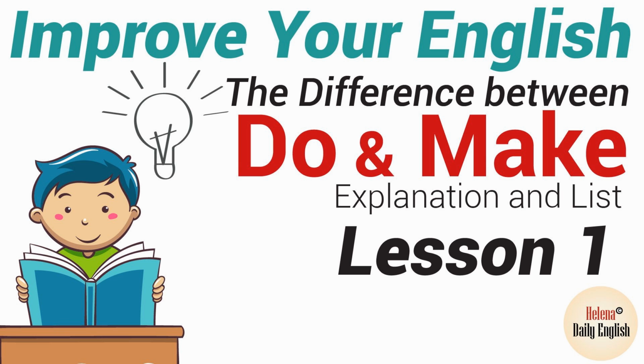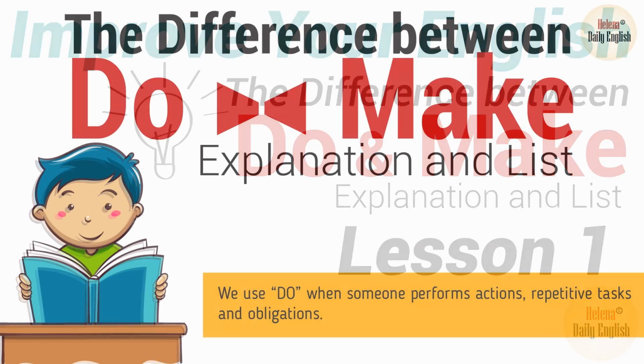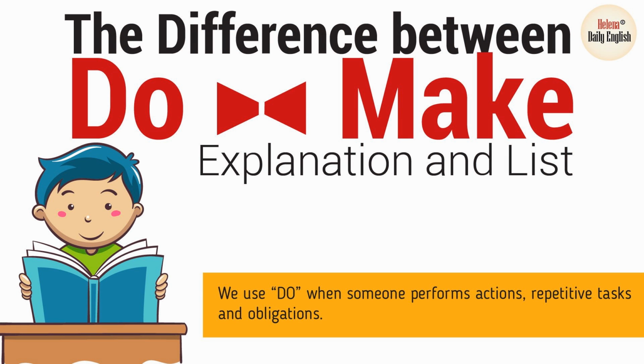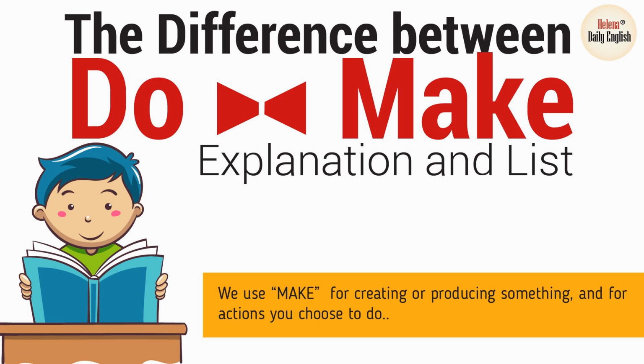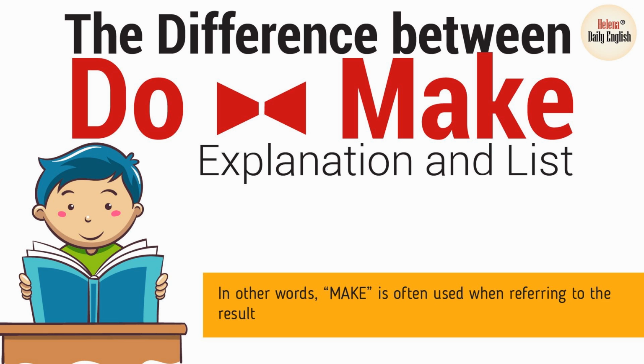Difference between do and make. We use do when someone performs actions, repetitive tasks, and obligations. In other words, do is often used when referring to work of any kind and referring to the action itself. We use make for creating or producing something and for actions you choose to do. In other words, make is often used when referring to the result.